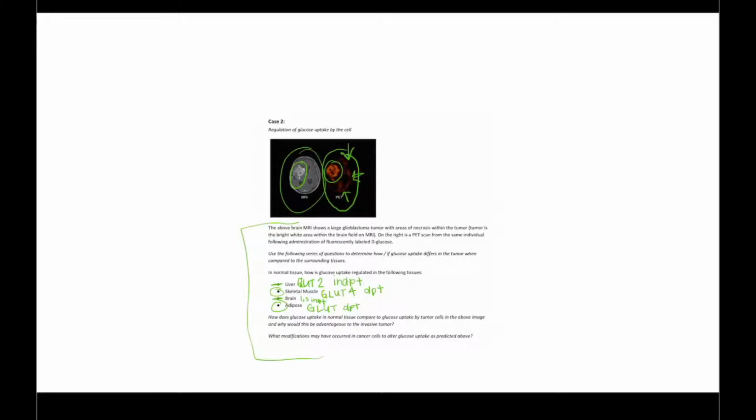Now, it's clear to see from the image that glucose uptake in the tumor cells differs from that of normal cells. The tumor cells need a lot more energy since they have increased proliferation. They achieve this by taking in a lot more glucose than normal cells. So the cancer cells do this by something called the Warburg effect.